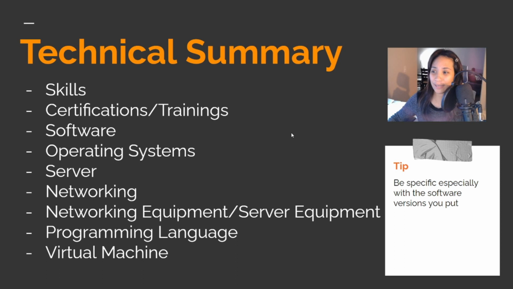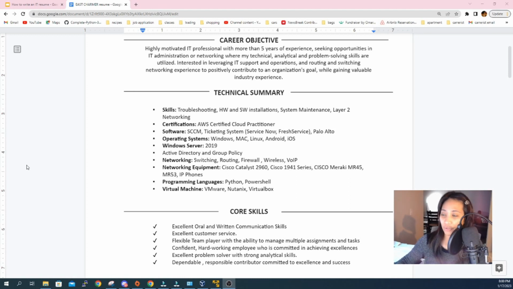So just a quick tip when you are writing your technical summary, please be very specific, especially with the software versions that you are using. For example, in server, if you have knowledge and experience with Windows Server, please put the specific version like Windows Server 2016 or Windows Server 2022, for example, so that the employers would know what kind of experience you have. Okay, so let's check my actual resume now.